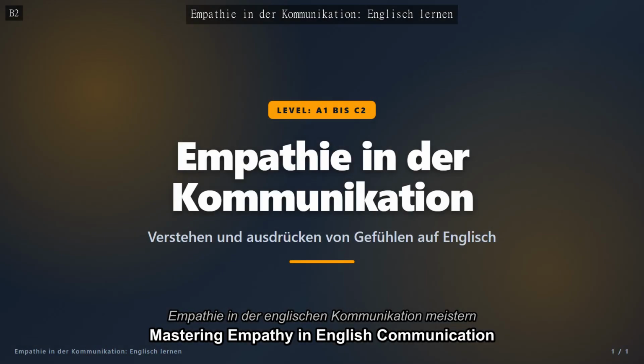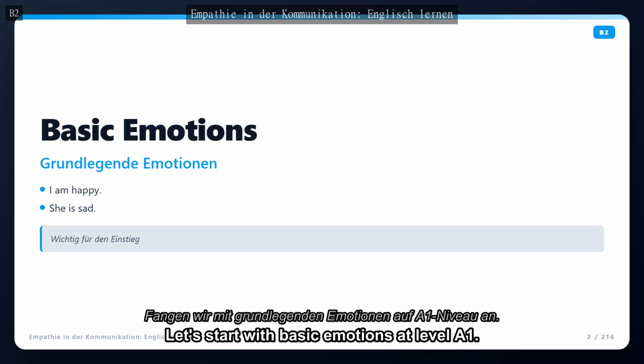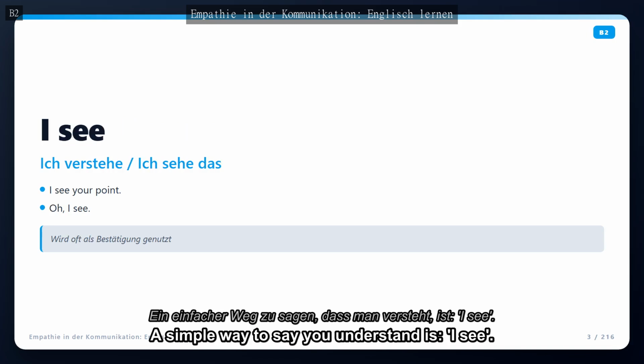Mastering Empathy in English Communication. Today we will explore how to show empathy. Let's start with basic emotions at level A1. A simple way to say you understand is I see.